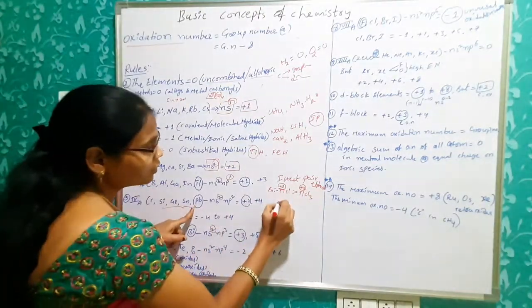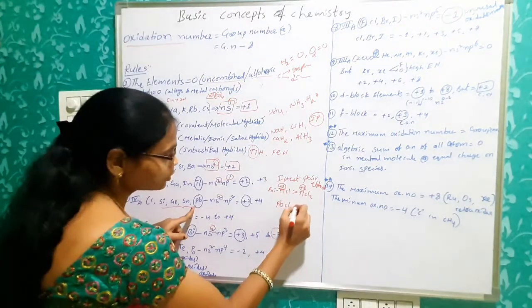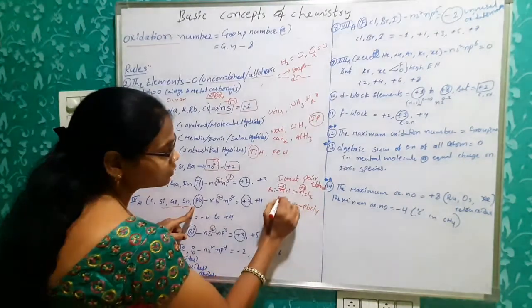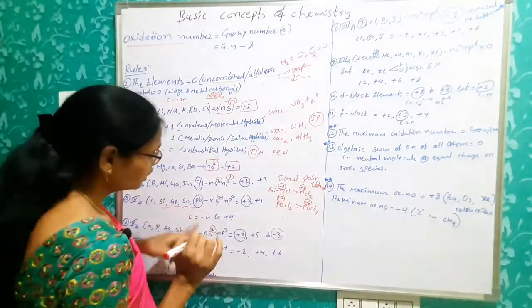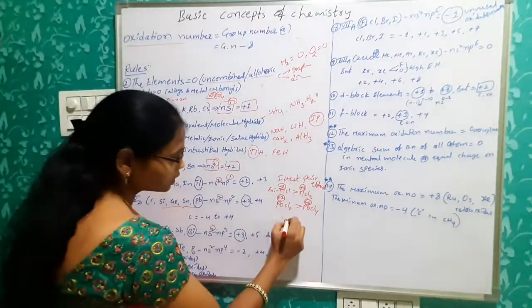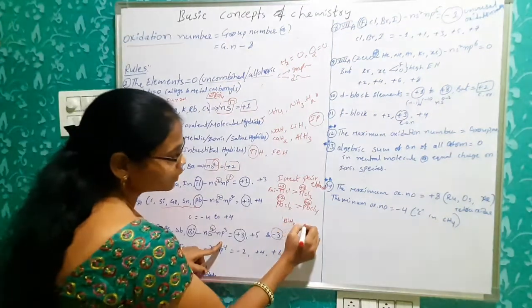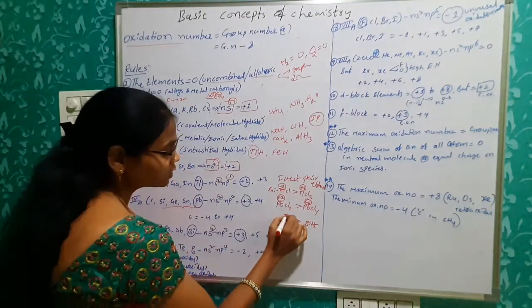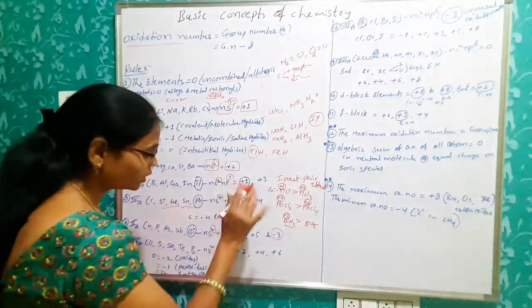Here, plumbous PbCl2 is more stable than PbCl4. Plumbous is more stable than plumbic. Now bismuth, BiH3 and BiH5. The +3 oxidation state is more stable, so this compound is stable, due to the inert pair effect.